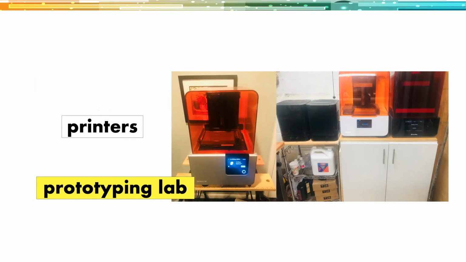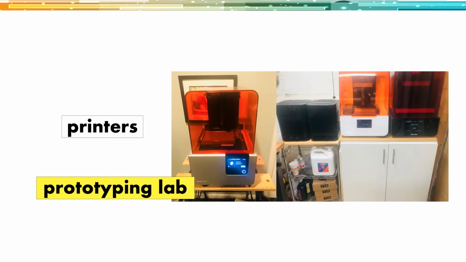Today we have 3 printers. We have a Form 2, the original one that we had from 2017. Then we have a Form 3B, the newest one that we added in mid-2021. And we also added the SprintRay printer, the Pro 95, in 2020. These are kind of value segment printers. We didn't spend $20,000 on these things, so you can have a couple of them.